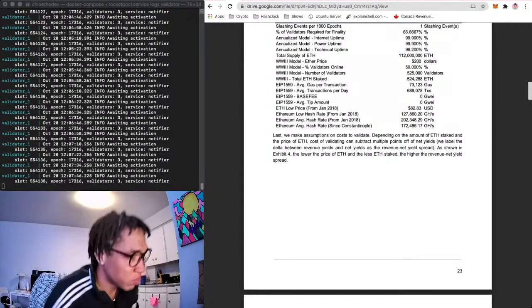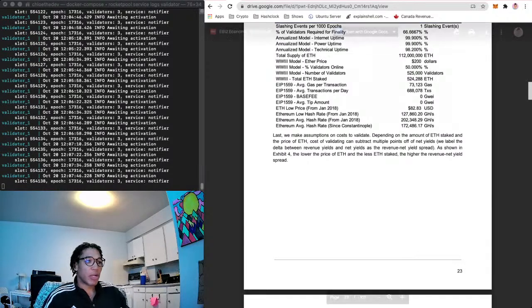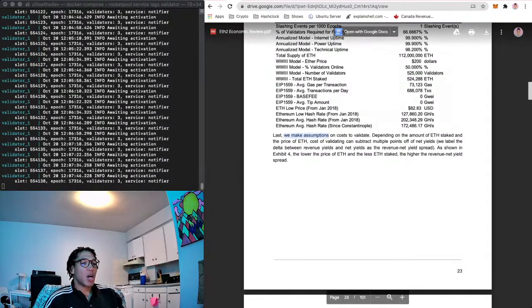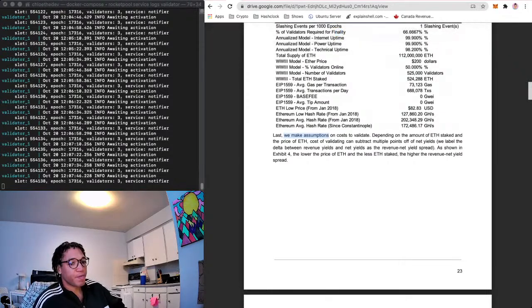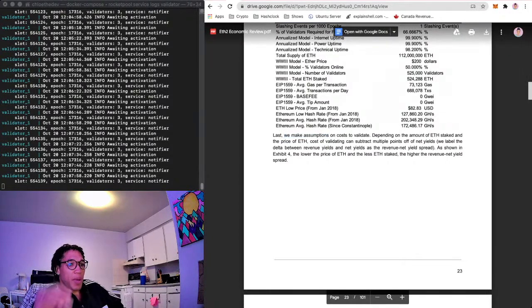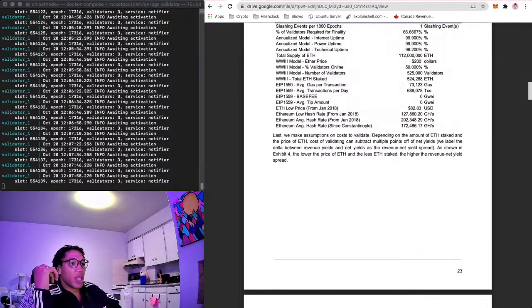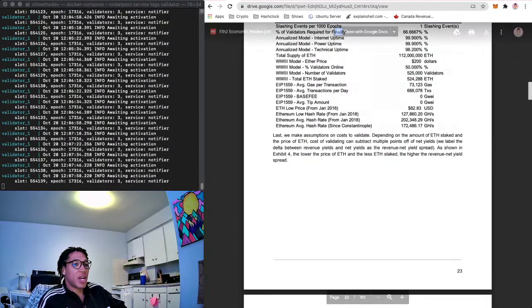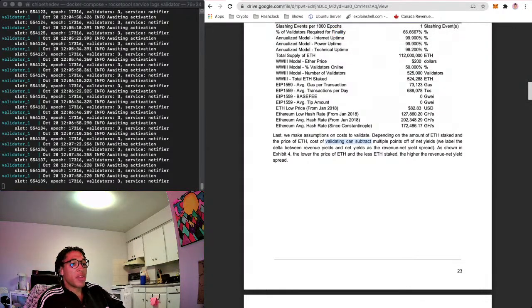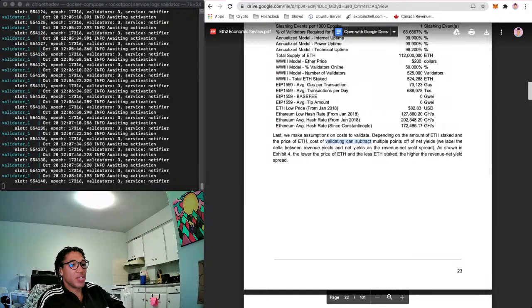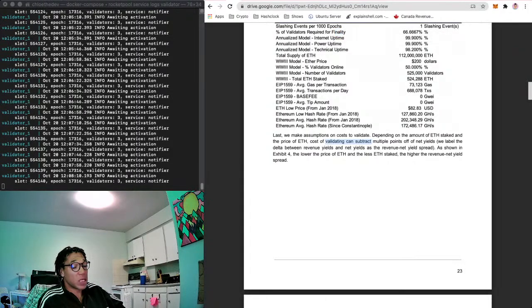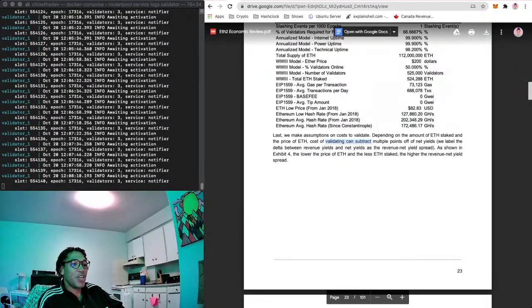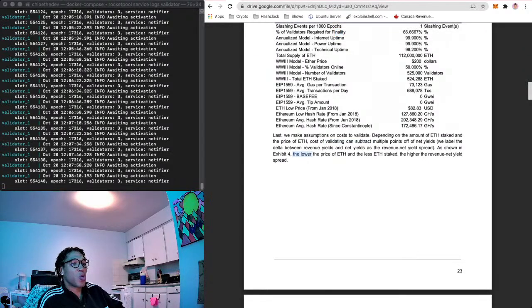Last, we make assumptions on costs to validate. Depending on the amount of ETH staked and the price of ETH, the cost of validating can subtract multiple points off net yields. We label the delta between revenue yields and net yields as the revenue net yield spread. Make sense? As shown in Exhibit 4, the lower the price of ETH and the less ETH staked, the higher the revenue net yield spread.